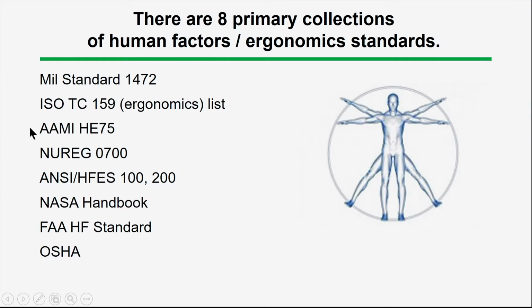The AMI standard, Human Engineering Standard 75, a standard of the Nuclear Regulatory Commission, work of ANSI, in particular HFES Standard 100, the NASA handbook and the standards there, the FAA standard, and many standards that OSHA has. I just want to talk about them briefly. That's the Occupational Safety and Health Administration.